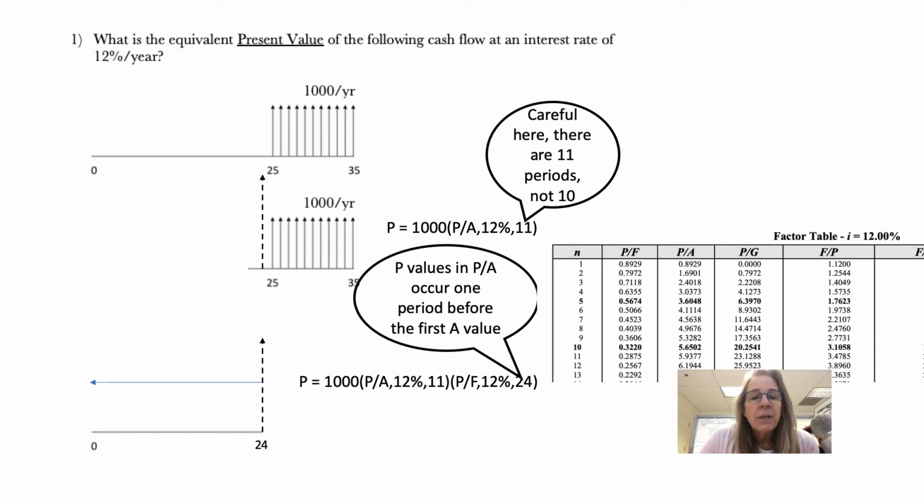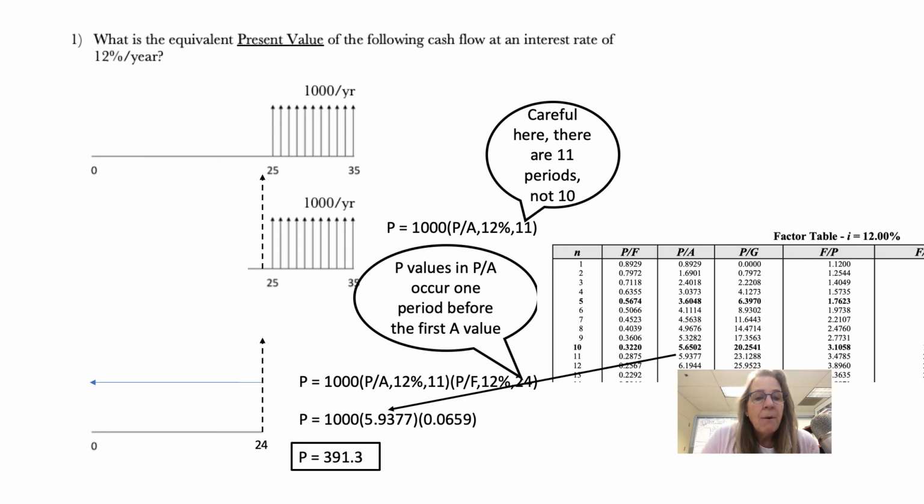Then we're going to look this up in the table here. I have a 12% table, and I'm going to look for the P/A value, and go down 11 time periods, and the number is 5.9377. So I'm going to put that number in here, and then I'm also going to look at P/F, 12% for 24 time periods, which happens to be 0.0659. Multiply that out, and I get the answer: the present value of these cash flows is 391.